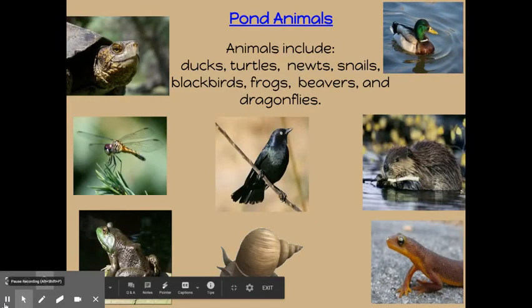The animals that you would see in a freshwater aquatic ecosystem include ducks, turtles, newts, that's this kind of lizard thing, snails, blackbirds, frogs, beavers, and dragonflies. So you'll see a lot of different kinds of animals in a pond.